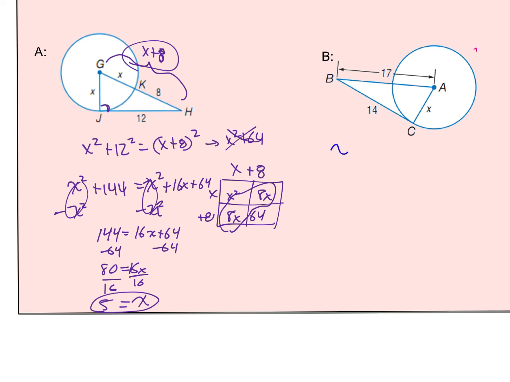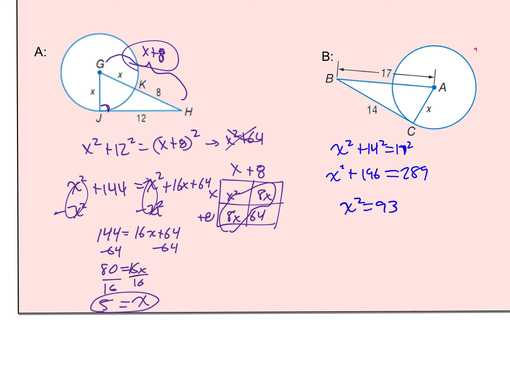Okay, so for letter B, over here, that's going to be x squared plus 14 squared equals 17 squared. So that's x squared plus 196. 17 squared, I believe, is going to be 289. So now I work from here. 289 minus 196 is 93.